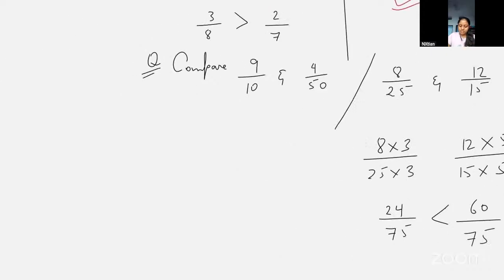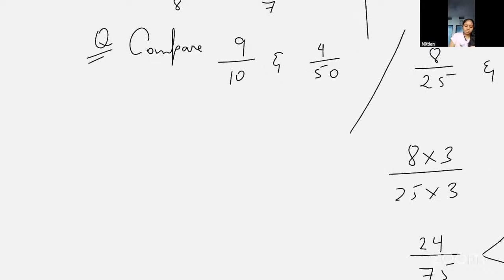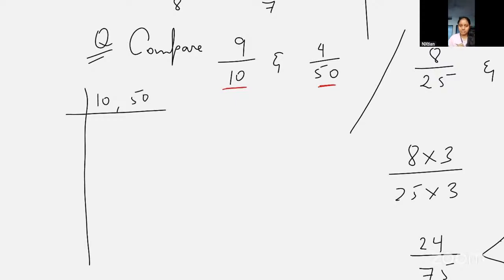9 by 10 and 4 by 50. Now first we will take a look at the denominators, the numbers below are denominators. We draw a line like this. We write the smaller number first, then the bigger number. Next we start with the table of 2 and see if these numbers come in the table of 2; if not, then we move to 3, then 4. Like that we move in an LCM.